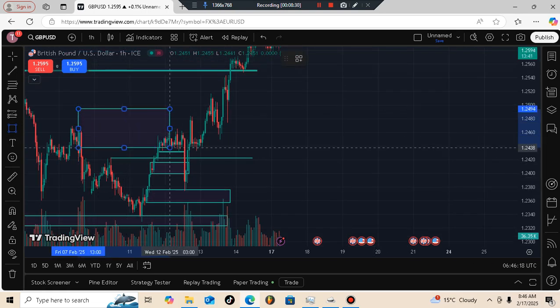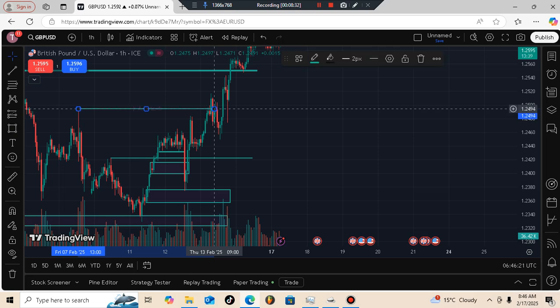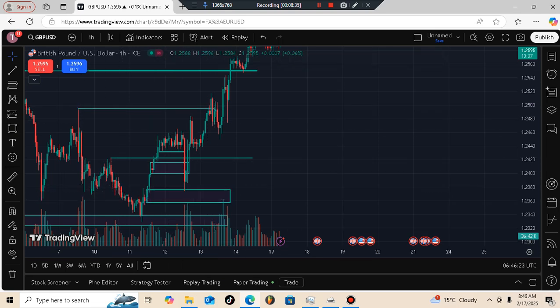Now in terms of this one, I didn't trade it. I didn't trade GBPUSD because I didn't like what it was showing me, especially when it came back. It didn't come back in that fair value gap I was looking at. I didn't like it, so I didn't trade it.